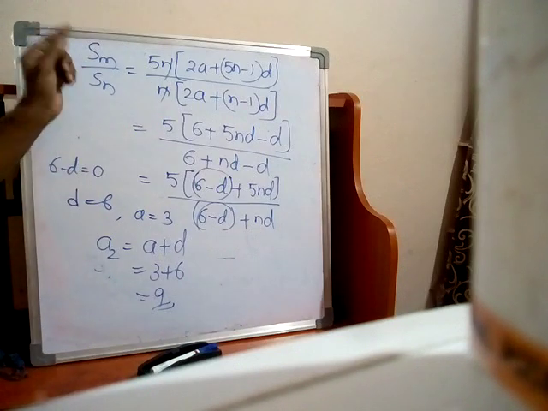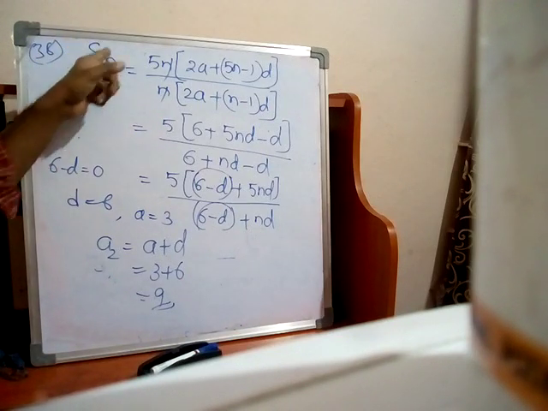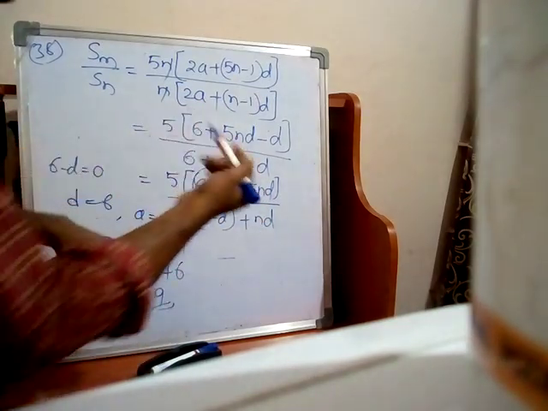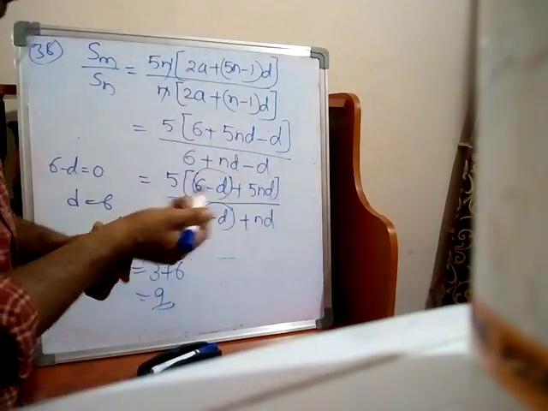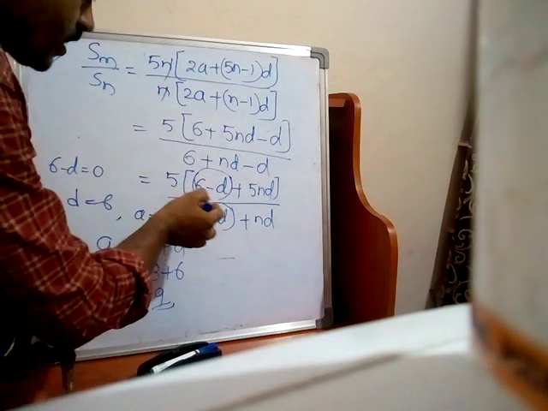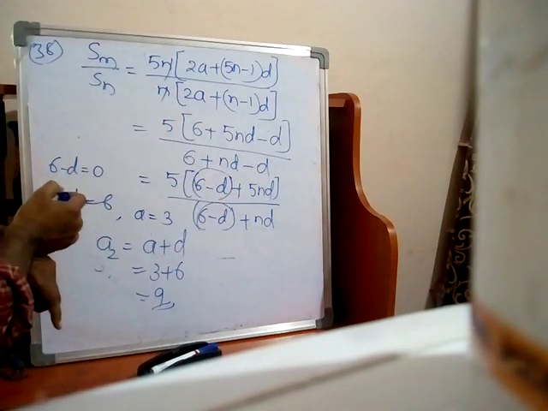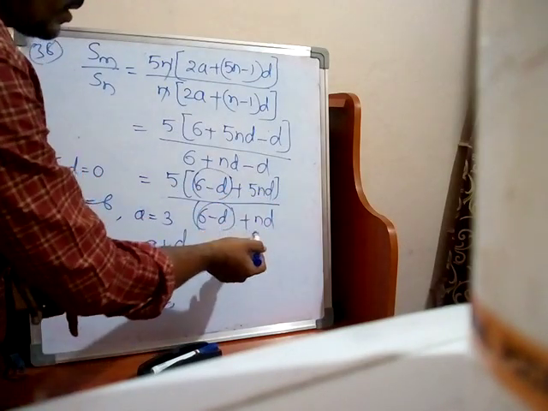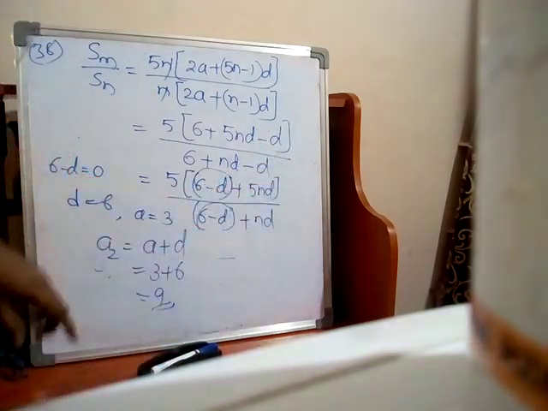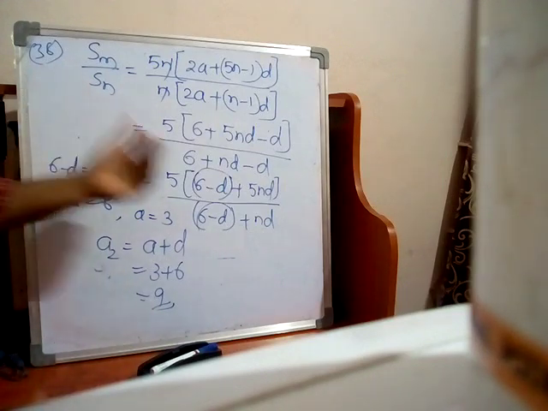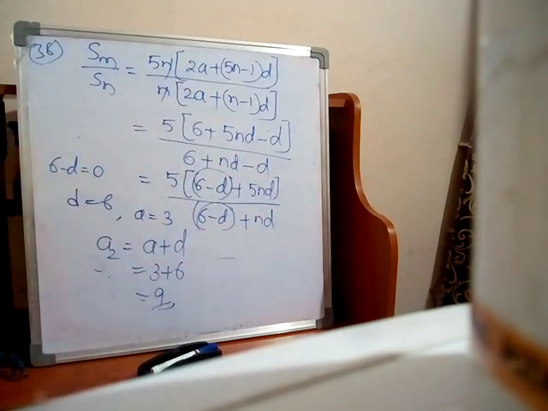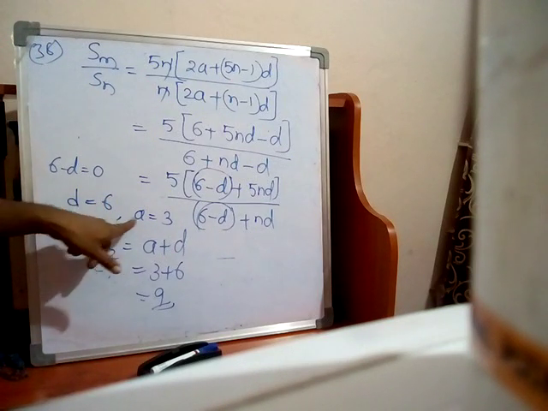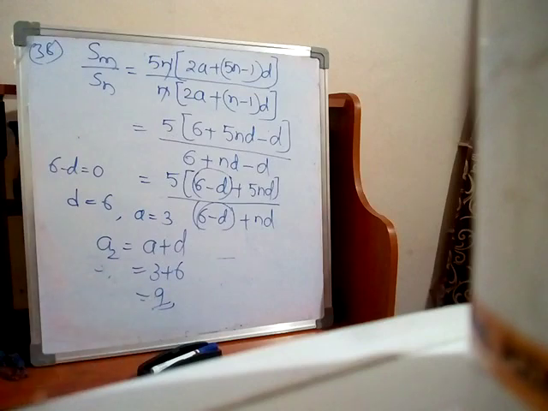So the given condition is that the ratio Sm by Sn does not contain N, meaning we have to remove N. How to remove N? If 6 minus D is equal to 0, then that whole term is 0, so we get 25ND by ND, and ND cancels. So this ratio does not contain N. That's why D is equal to 6, already given A is equal to 3, so A2 is 3 plus 6, 9.